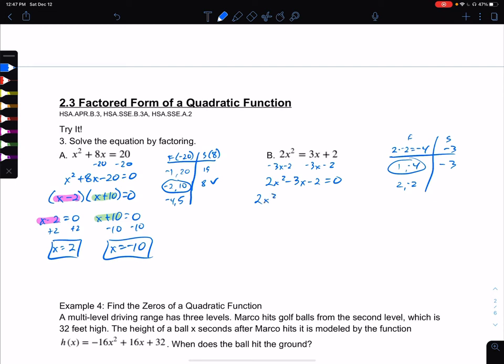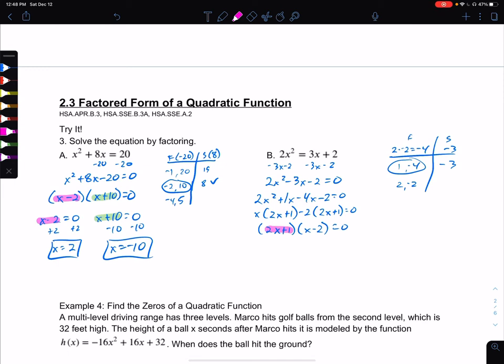So 2x squared plus 1x minus 4x minus 2. Factor in x, factor in negative 2. So we get 2x plus 1 times x minus 2 is equal to 0.